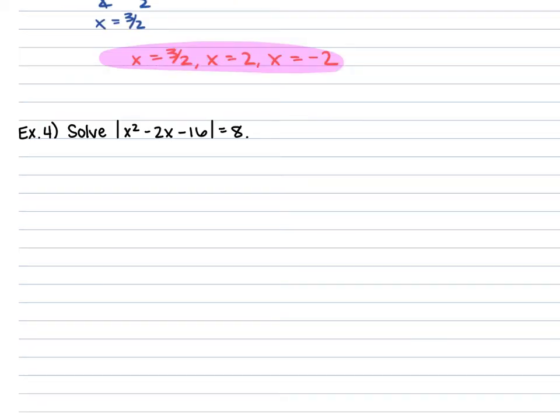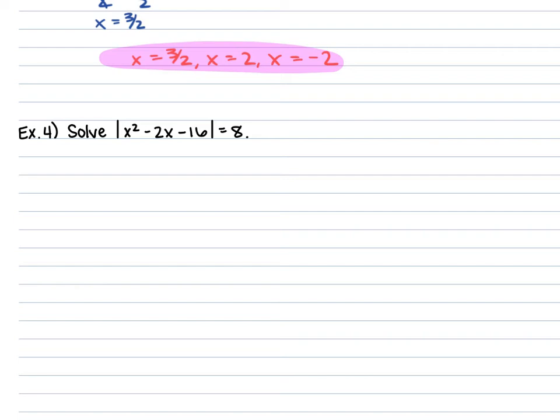For example 4, we're told to solve the absolute value of x squared minus 2x minus 16 is equal to 8. With these types of problems that involve your absolute value, you want to make sure first that your absolute value is isolated. Anything that's not in the absolute value bars has to go over to the other side of the equal sign. From there, you want to check to see what it's equal to. The absolute value of anything can never be a negative number. It will always be a positive.